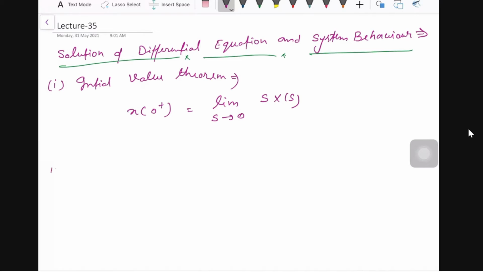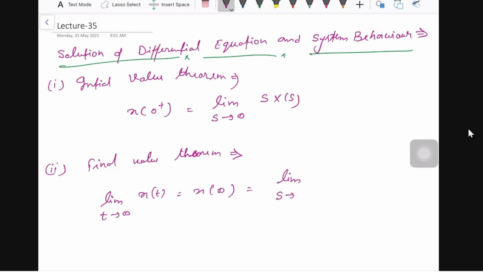Same in the case of the final value theorem. In that case the mathematical definition is limit t tends to infinity x(t), or directly you can write x of infinity equal to limit s tends to 0 s X(s).